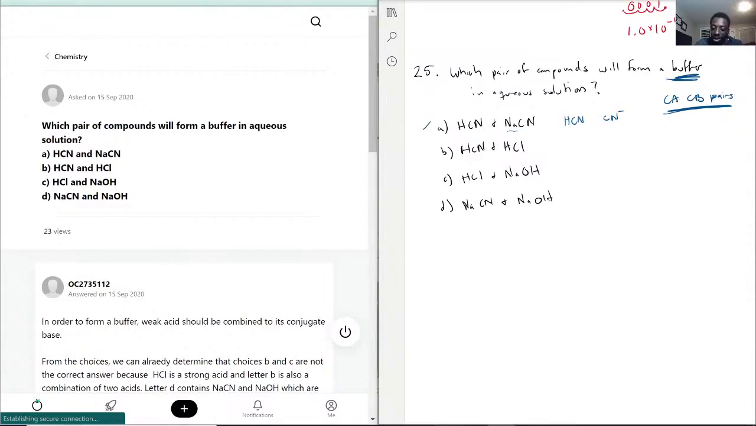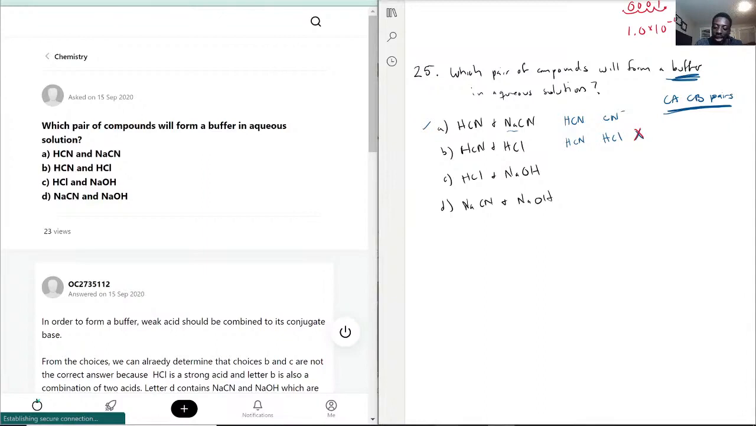HCN and HCl. This one literally has HCN and HCl. That is actually two acids. This wouldn't even work as a buffer solution because it doesn't even have an acid and a base.